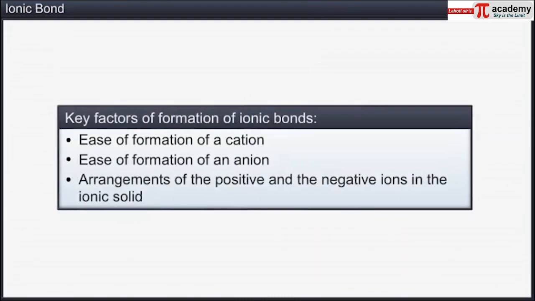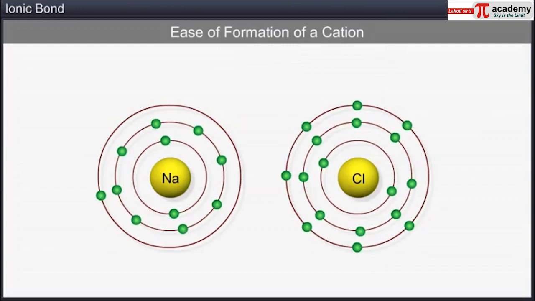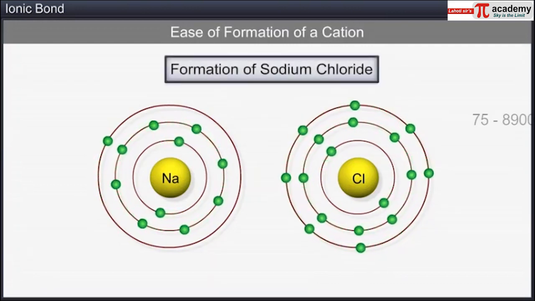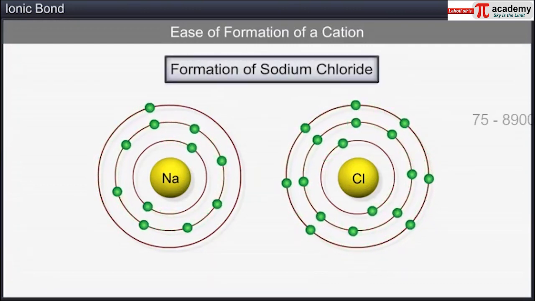The formation of ionic bonds depends upon the following three key factors. First, the ease of formation of a cation. Second, the ease of formation of an anion. And finally, the arrangements of the positive and the negative ions in the ionic solid. Let us understand this by considering the formation of sodium chloride.